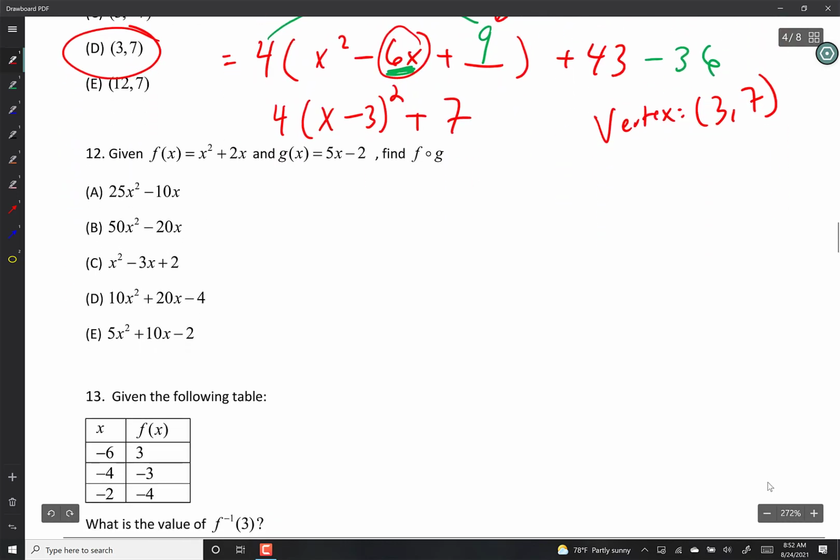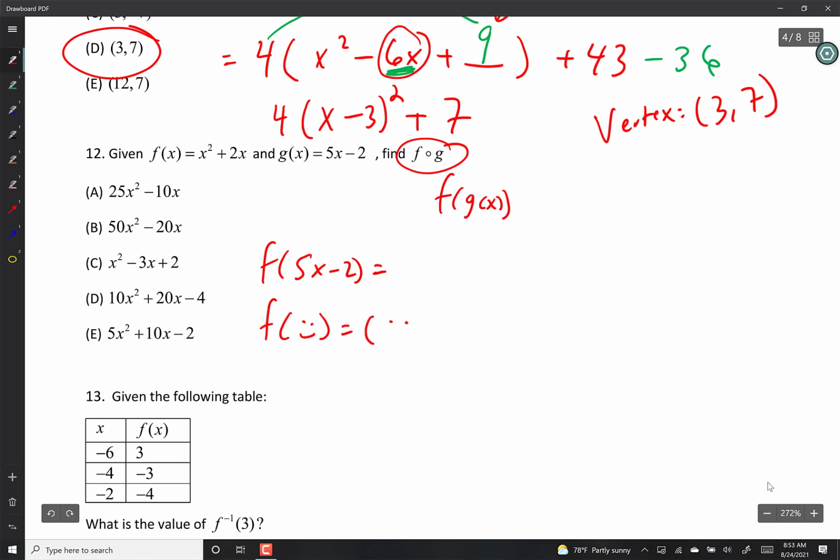Number 12. This question is in there again. I just changed the equations. So this one means f composite of g of x. That's what that means. So f composite of 5x minus 2. Now remember guys, f of happy face literally just means happy face squared plus 2 times happy face. So if I have the expression 5x minus 2, that's what I'm going to put in. 5x minus 2 squared plus 2 times 5x minus 2.